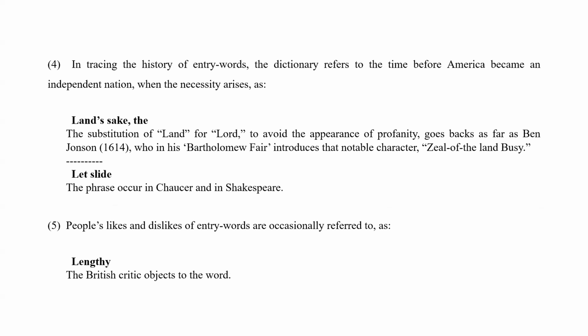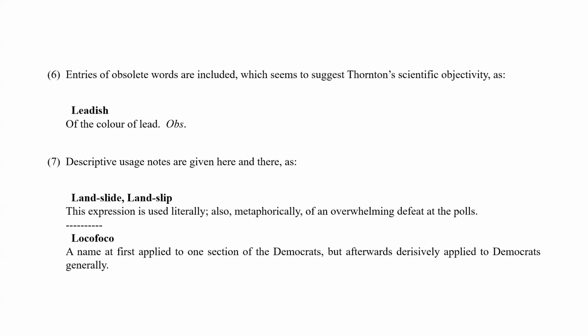4. In tracing the history of entry words, the dictionary refers to the time before America became an independent nation, when the necessity arises, as you see. 5. People's likes and dislikes of entry words are occasionally referred to, as you see. 6. Entries of obsolete words are included, which seems to suggest Thornton's scientific objectivity, as you see. 7. Descriptive usage notes are given here and there, as you see.